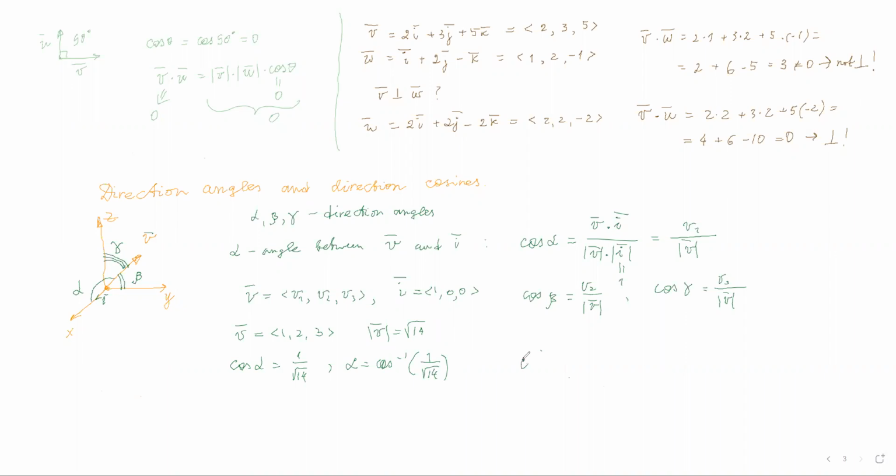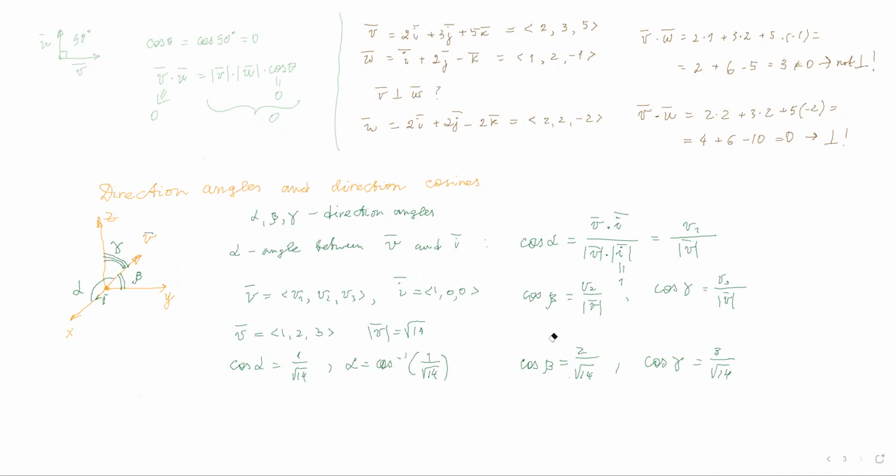Okay, now cosine of beta is going to be what? Y component 2 over square root of 14. And cosine of gamma is going to be 3 over square root of 14. Okay, so basically we did calculate the cosines. Usually no one is asking about actual angles, but interestingly the cosines of direction angles are going to have a special relation between them.